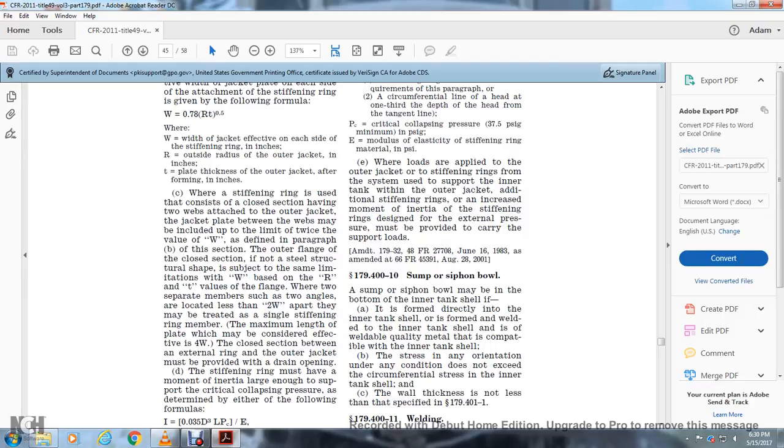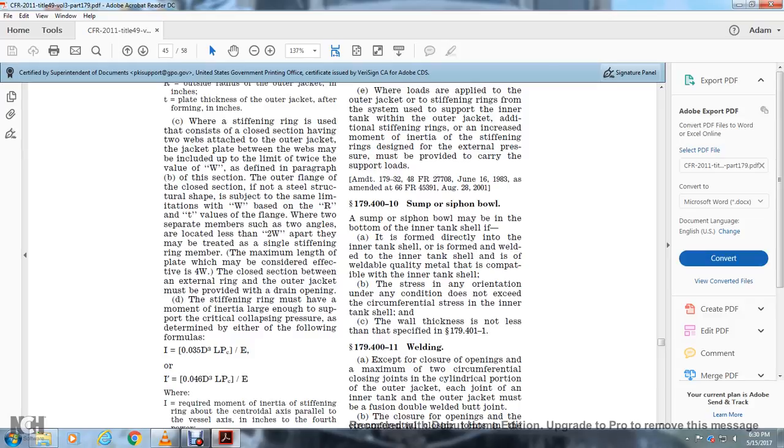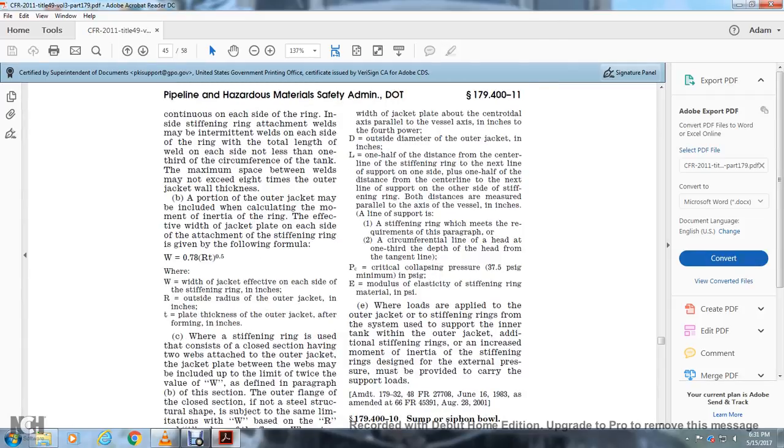The stiffening ring must have a moment of inertia large enough to support the critical collapsing pressure as determined by either of the following formulas. I equals 0.035 D cubed L P sub C, E divided by E, or I is equal to the required moment of inertia of the stiffening ring with the centroid, parallel to the vessel axis, in inches to the fourth. I, italicized, is the required moment of inertia of the combined section of the stiffening ring and the effective width of the jacket about the centroidal axis parallel with the vertical axis, in inches.